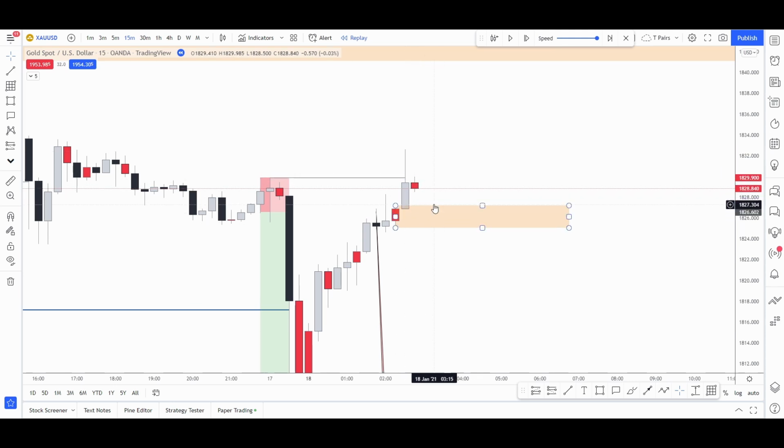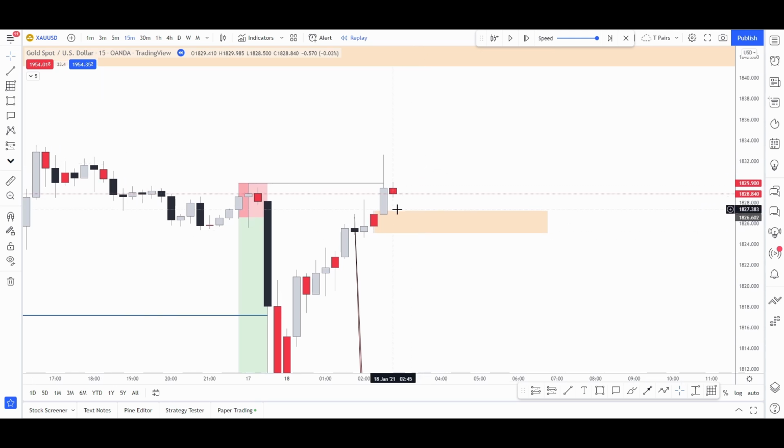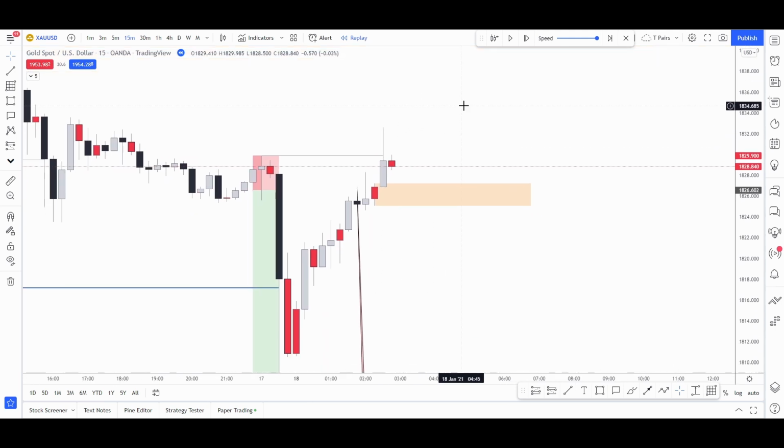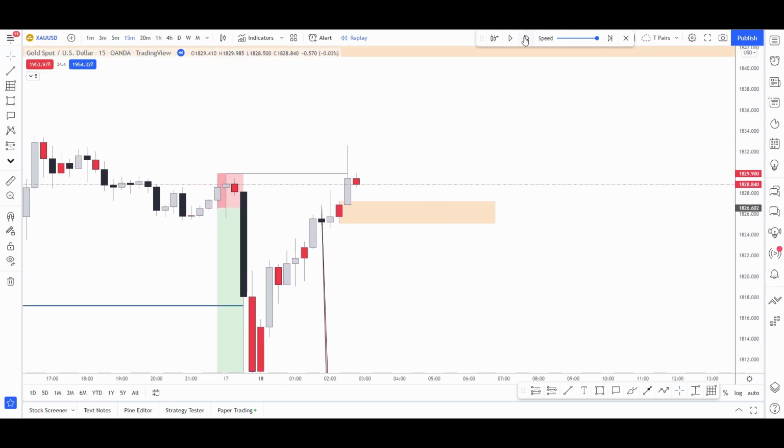If price comes into it, I'll mark it up on the charts and we'll take the entry. Obviously, it'll be a 25% entry, so it'll be from about here. But without wasting too much time, let's just keep going.